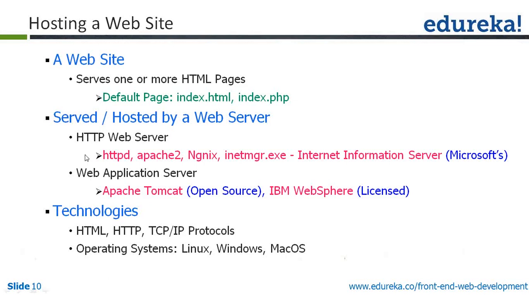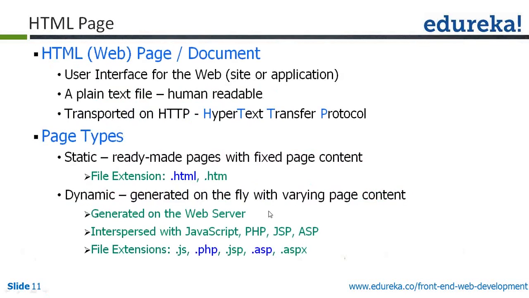Note that for hosting a website, you will be using different technologies: HTML, HTTP, TCP/IP protocols, and you can host the website on any operating system like Linux, Windows, or Macintosh. So let's have a look at what an HTML page is. An HTML page is basically a user interface for the web, and when I say web, it could be a website or it could be a web application.